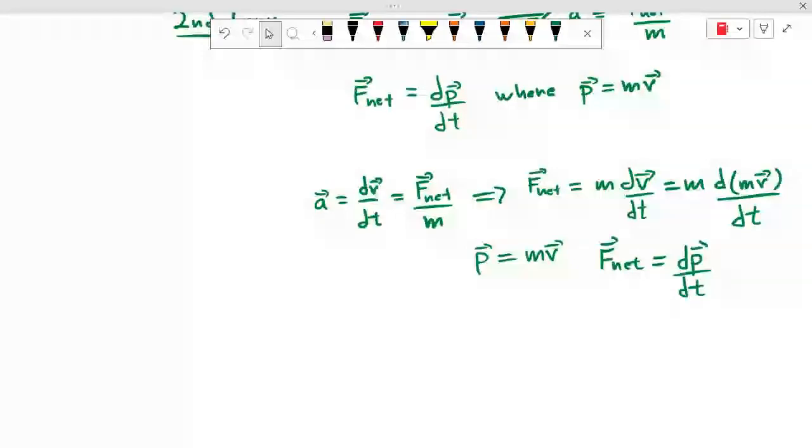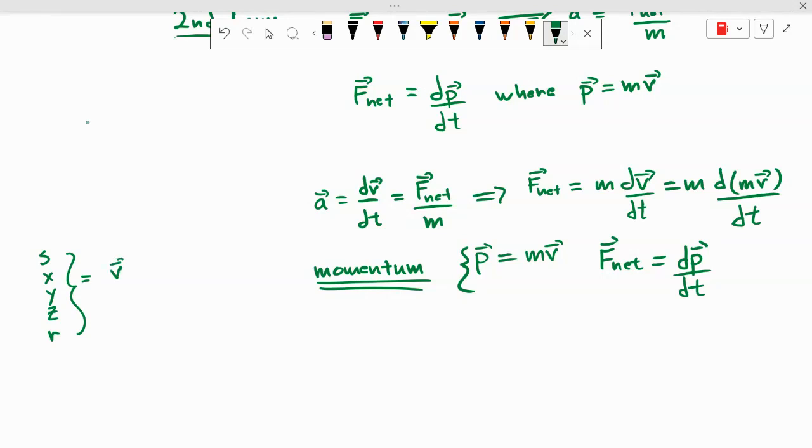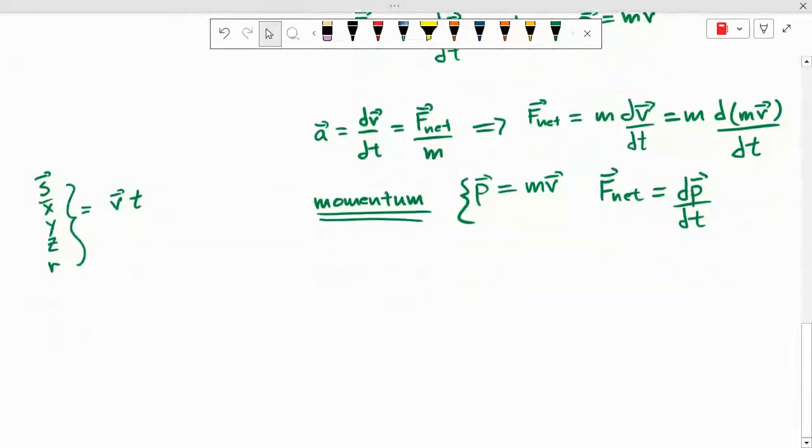Oh no! That's good to point out. P is in this case equal to not position, but what is it? Momentum, which is the product of mass and velocity. But position, which is usually an S or an X or a Y or a Z or sometimes an R, that is all equal to V times T. And these are vectors. They're kind of vectors. So good seeing the difference between these two formulas.